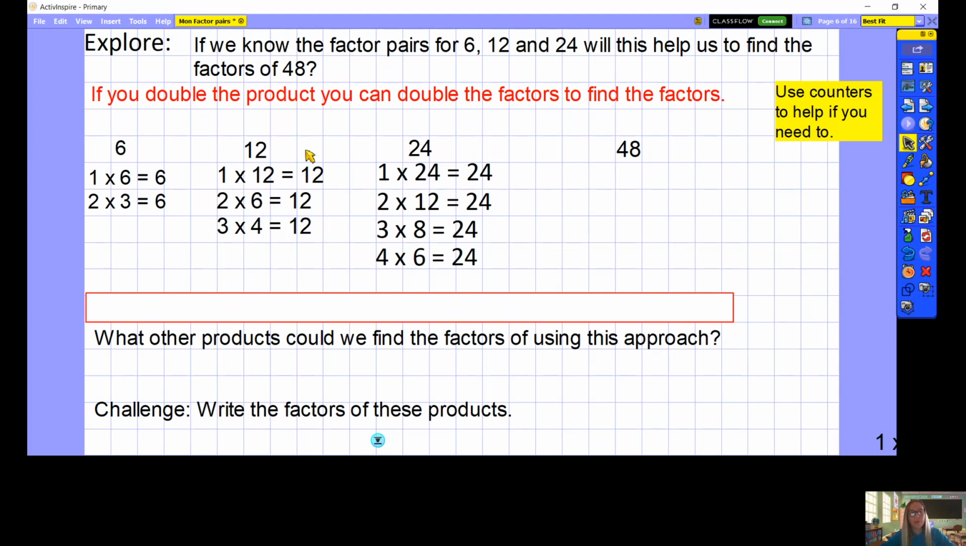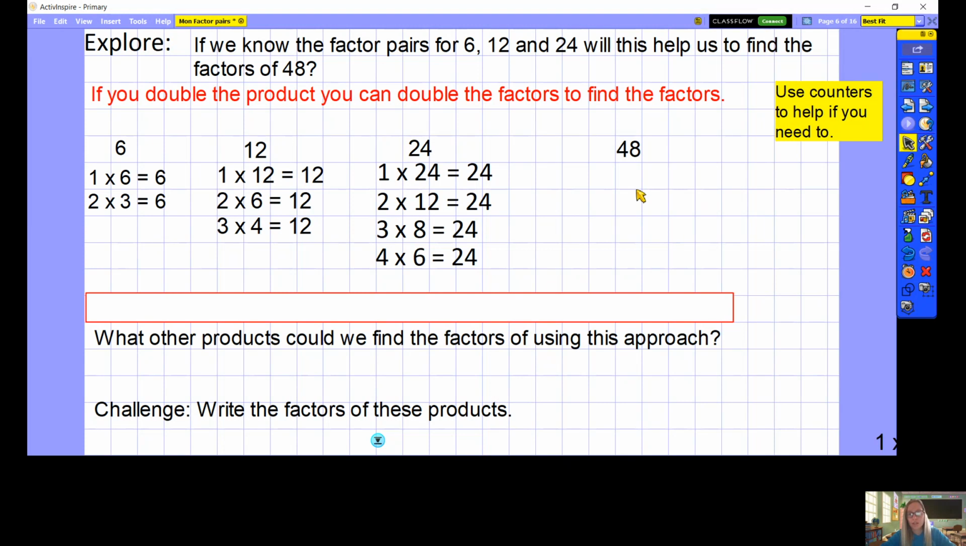And again, if I double the factors of 12, I can find the factors of 24. So here are the factors of 24. So we've got double 12 is 24, double 6 is 12, double 4 is 8, double 3 is 6, and double 2 is 4. So now, using that knowledge, can you double the factors of 24 to find the factors of 48?